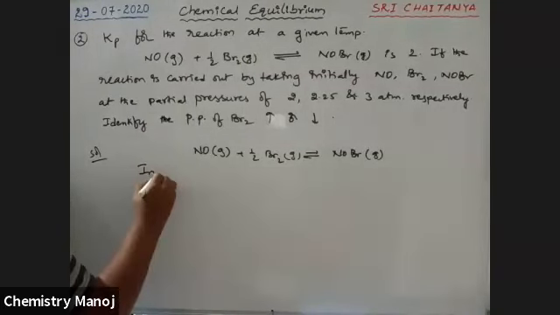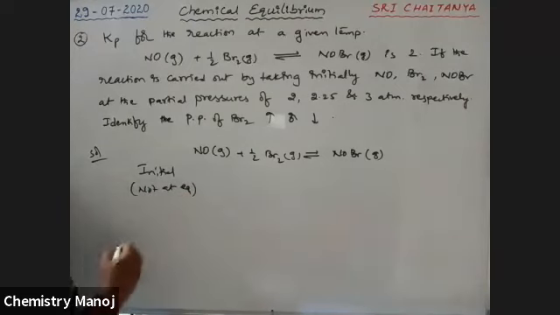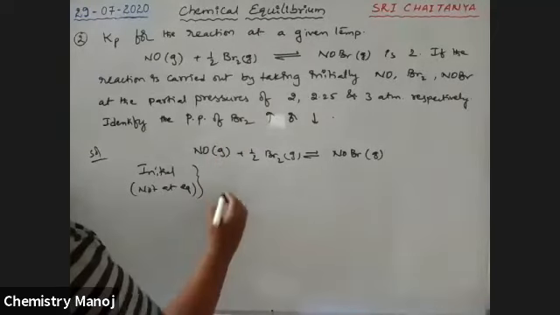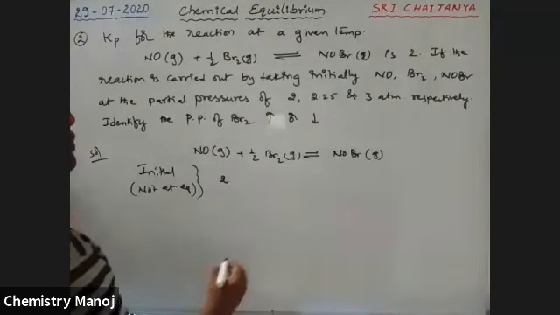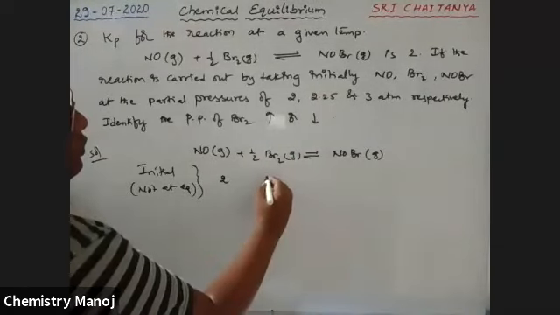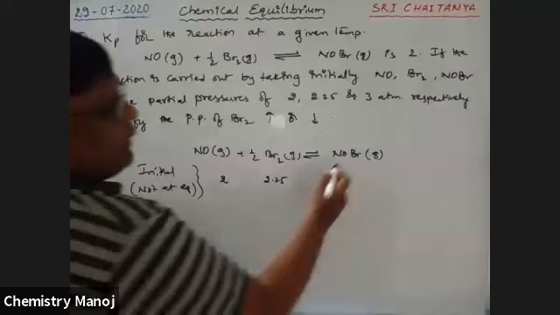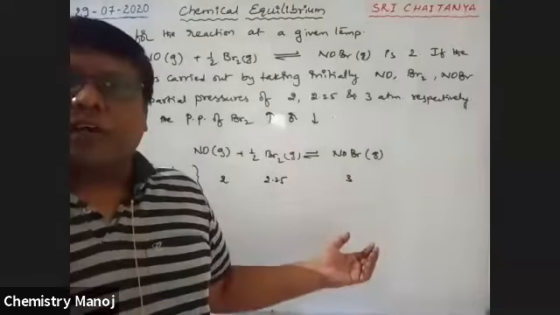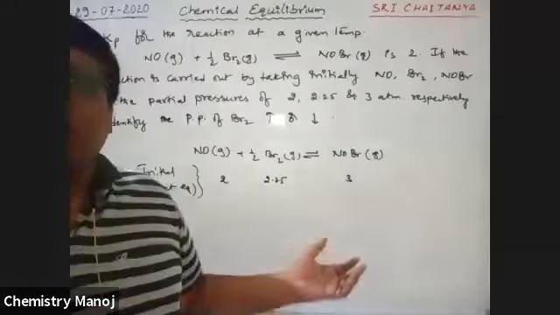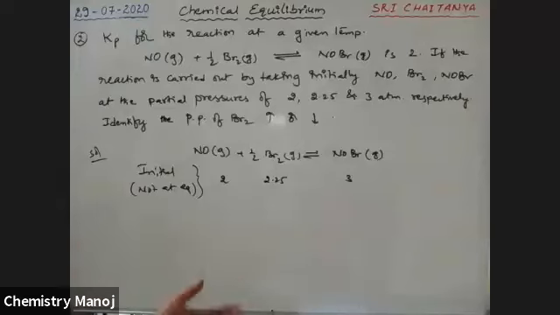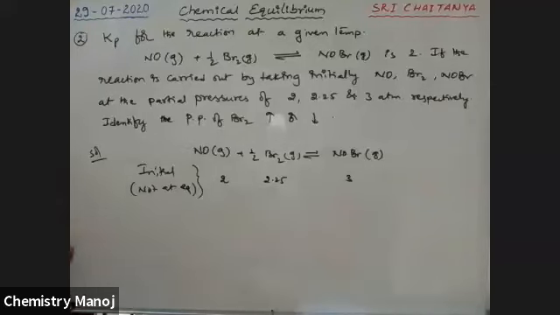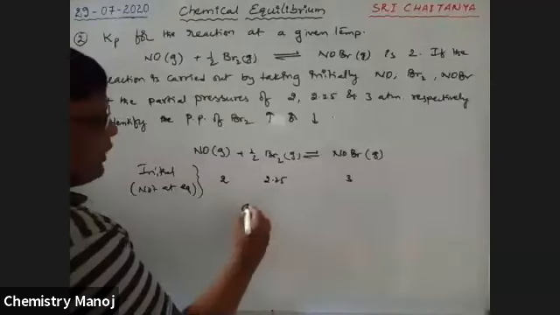So the initial case, boys, is not at equilibrium. Initially, how much is taken? NO 2 atmospheres, Br2 2.25 atmospheres and NOBr 3 atmospheres. Because these are the partial pressures, by using them I can calculate Qc, the constant at conditions other than equilibrium. So therefore, I am calculating Qc.